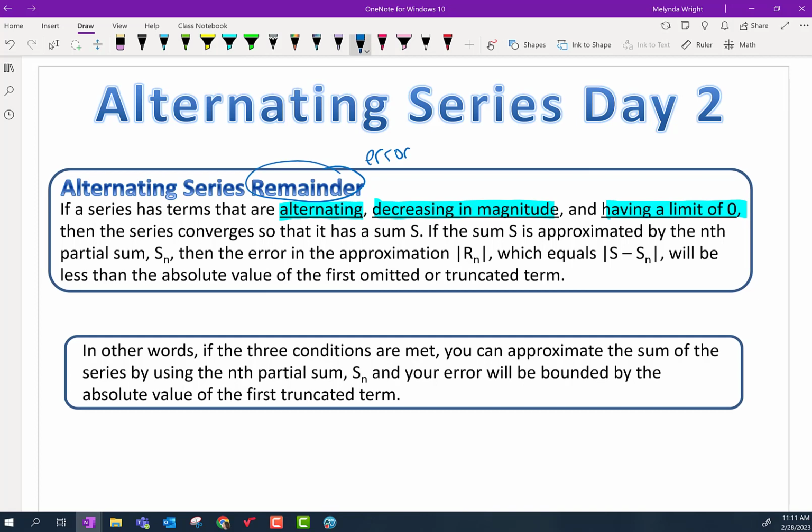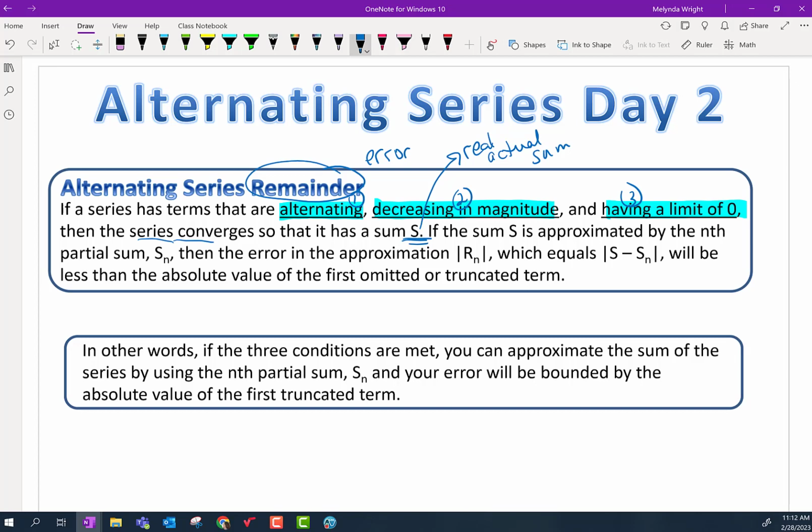These are the 1, 2, 3 things that you would have to physically write out to use this error bound. You have to write those 3 things. This is what allows you to use the error bound. That means the series is going to converge to a sum S. This S is the real, actual sum, not the approximation. S, just a plain S, is the real sum.